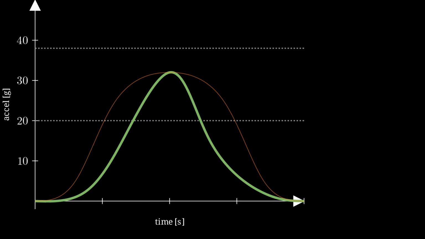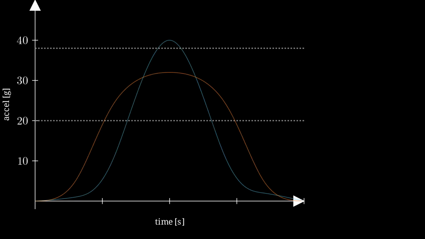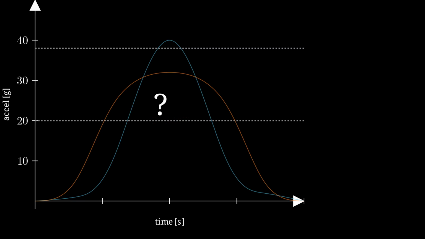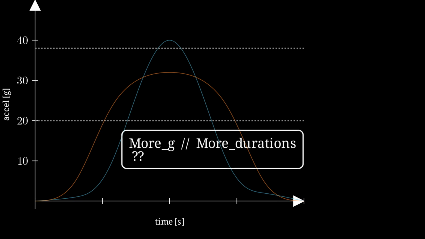The last pair is a bit trickier. Here, the orange curve has a lower max G, but a longer duration at 20 G, for example. Which one is the winner? How can we compare G and time? Who sets the exchange rate between G and duration?